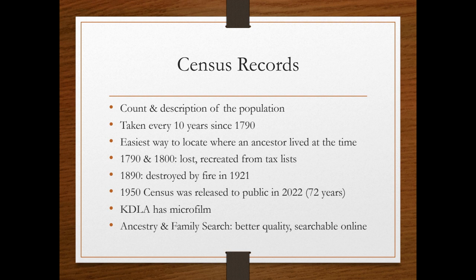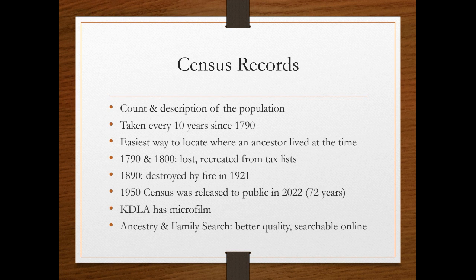So the most recent census we have is the 1950 census, which was released in 2022. Censuses are released 72 years after the census is taken. This is to protect against things like identity theft. So there's not a whole lot of personal information that's available that's up to date. Yeah, the 1950 is out as of last year.